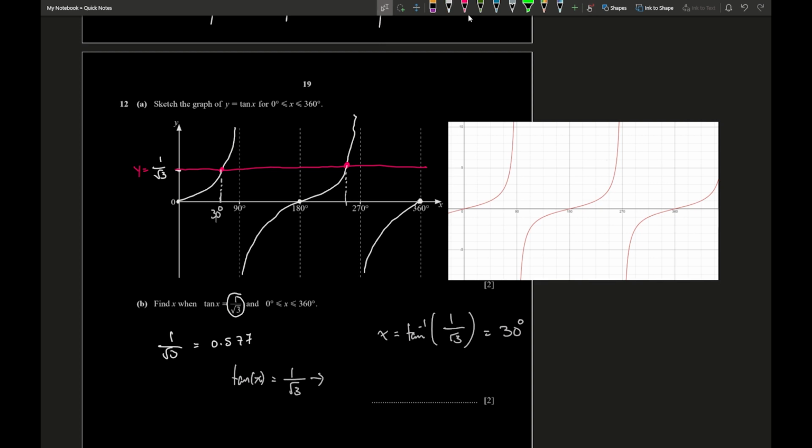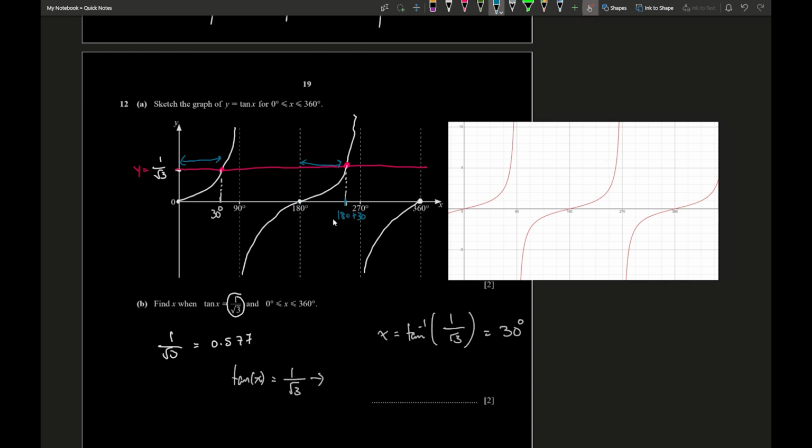There's something very important you need to know about trigonometric graphs: they are extremely symmetrical. For example, this part is exactly the same length, or the same distance, as this point right here. From 0 to 30 is the same thing as 180 till 180 plus 30.